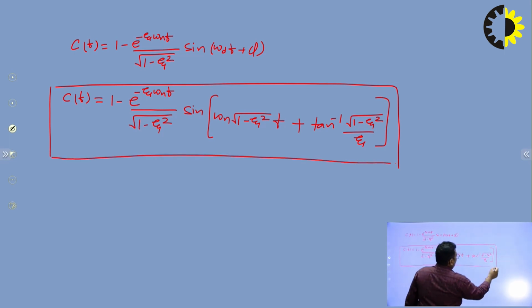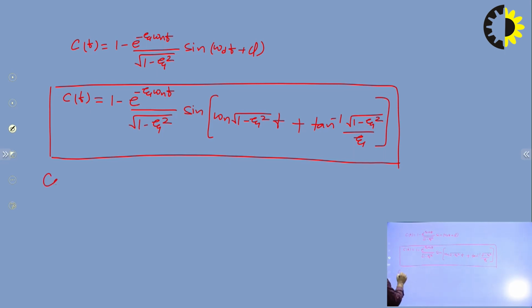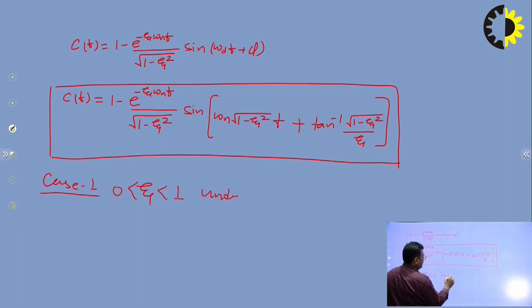Okay. Now for different values of zeta, the system will be different. That is, if I take case 1, in which zeta is lying between 0 and 1, then the system will be called an underdamped system.